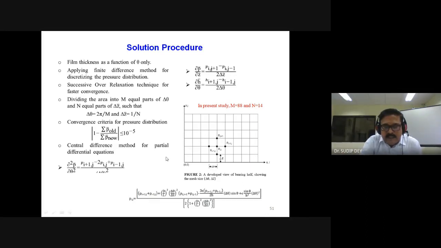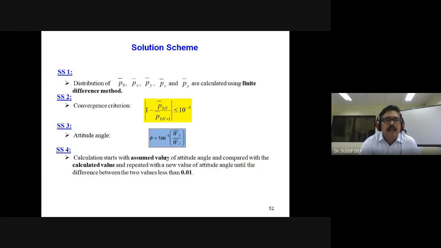So that is given by this equation. So we can get the pressure at any grid point, and we can see the variation of pressure in the entire domain. Now the solution scheme. I have already told, first the convergence criteria we have given by using this finite difference method.